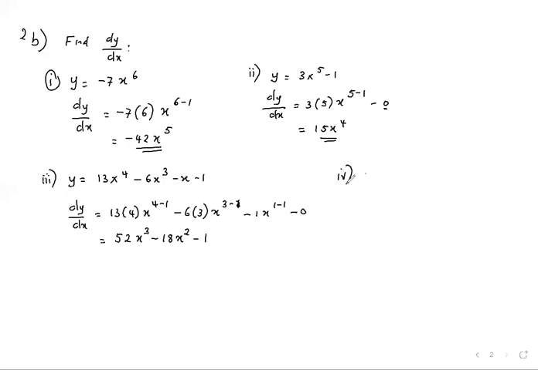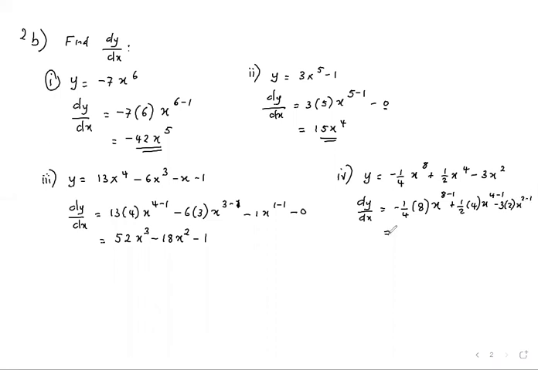Then 4, y is equal to negative 1 over 4 x power 8 plus half x power 4 minus 3x squared. Then you are saying dy dx is going to be negative 1 over 4 multiplied by 8 x power 8 minus 1, plus 1 over 2 by 4 x power 4 minus 1, minus 3 by 2 x power 2 minus 1. So we get negative 2 x power 7 plus 2 x power 3 minus 6x. That is our derivative.